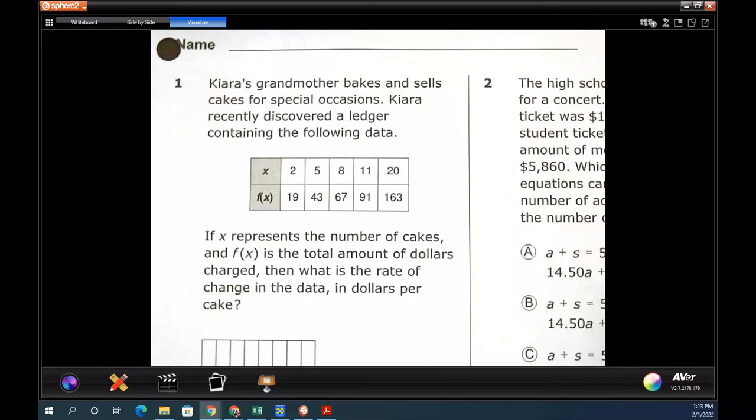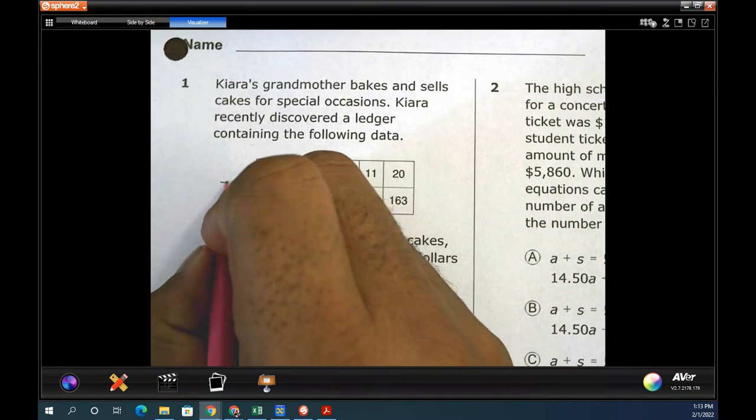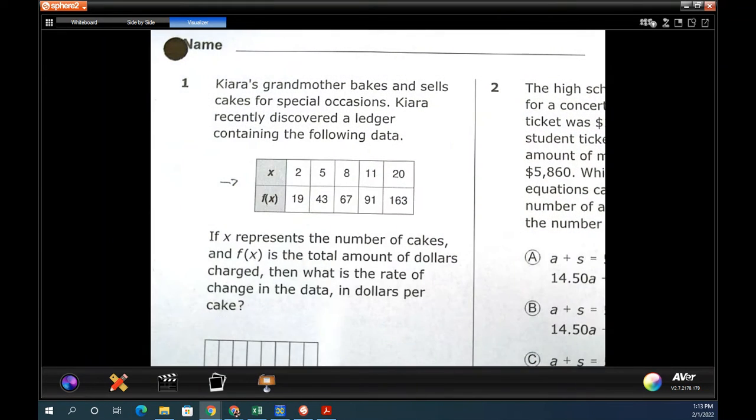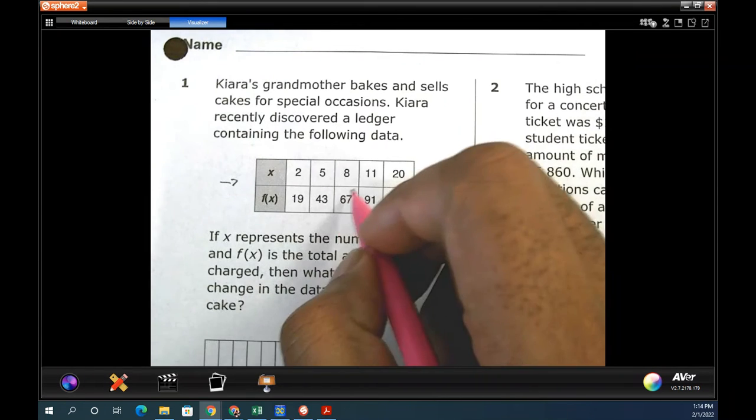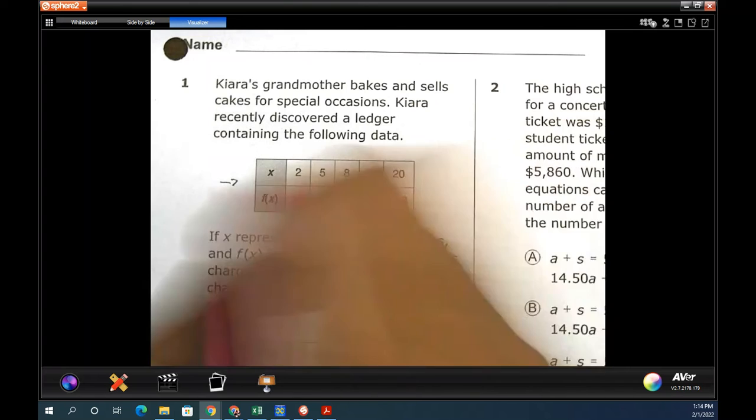Okay, number one. Kiara's grandmother bakes and sells cakes for special occasions. Kiara recently discovered a ledger containing the following data. All right, what is this called right here? What's that called? Nobody knows what that is called? It's called a what? Table.